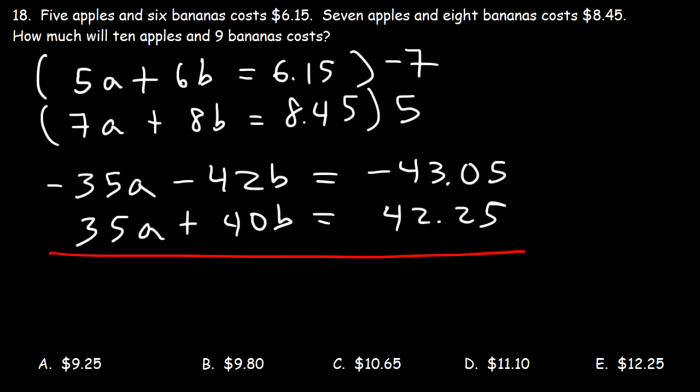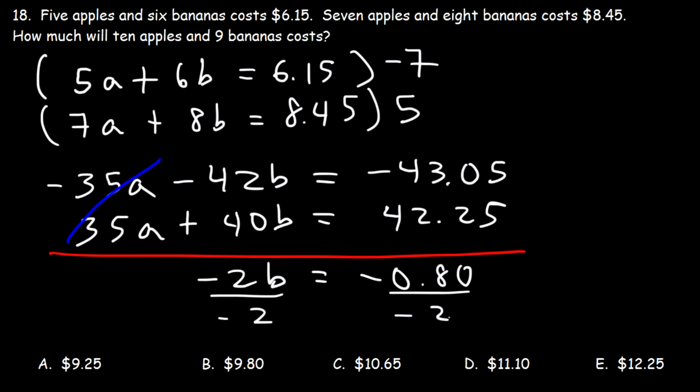Now let's add these two equations. So these will cancel. -42 plus 40, that's -2. And -43.05 plus 42.25, that's -0.8. So if we divide both sides by -2, 80 divided by 2 is 40, so therefore the cost of each banana is 40 cents. Now let's find the cost of an apple.